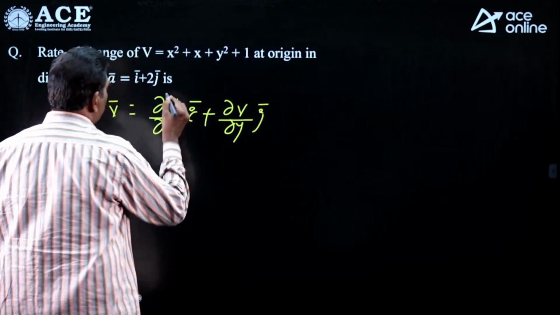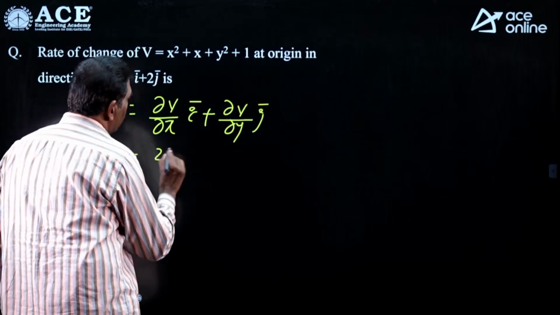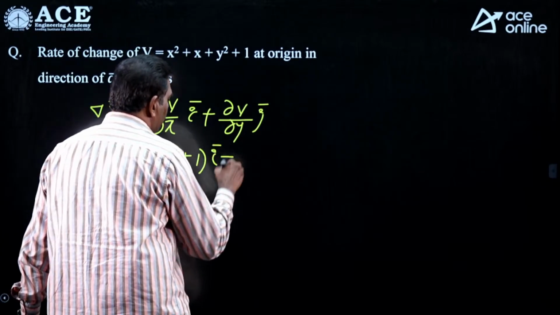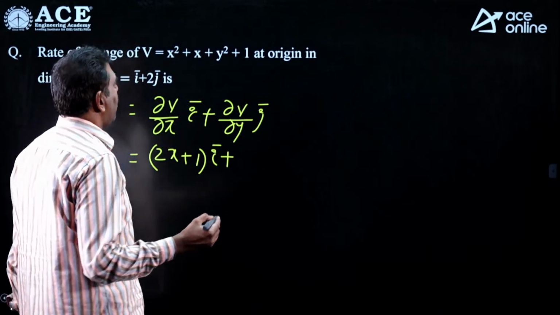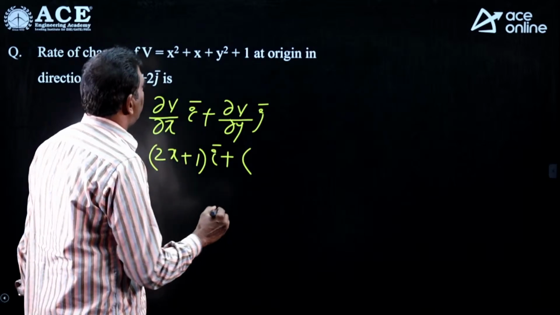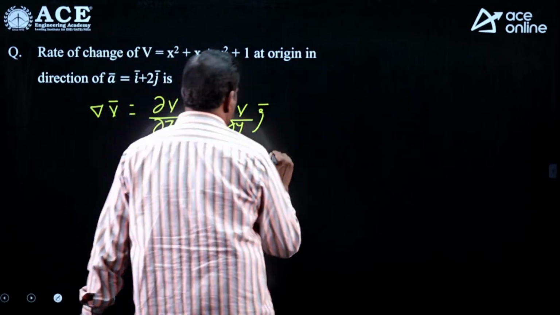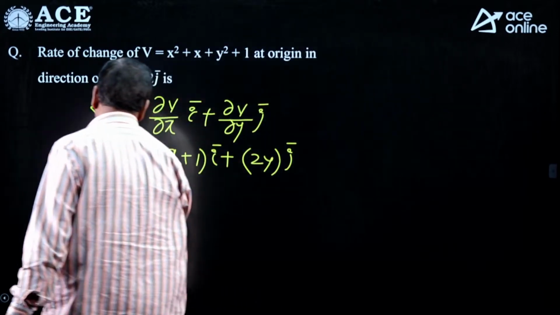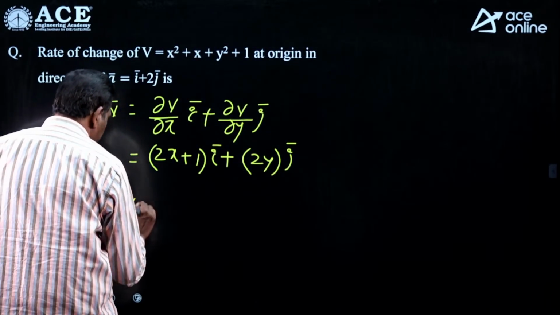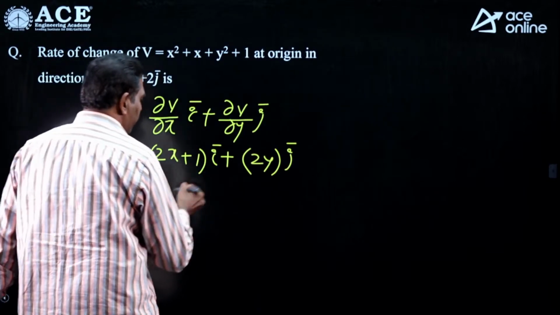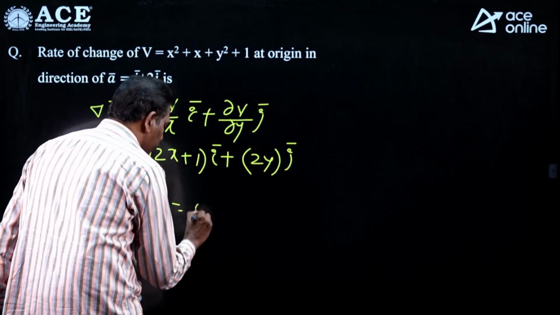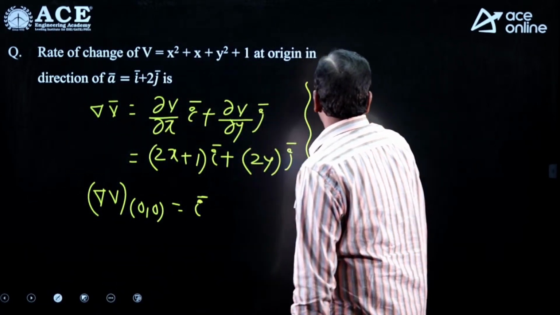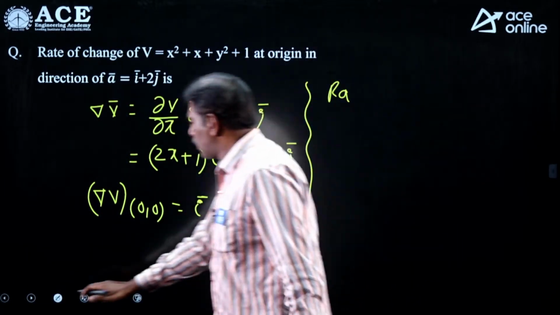So what is the partial derivative of V with respect to x? 2x plus 1, so 2x plus 1 i bar. The partial derivative of V with respect to y is 2y, that's it, 2y j bar. At the origin, at the point 0, 0, only i bar is left. Now, rate of change of V means the directional derivative of V simply.